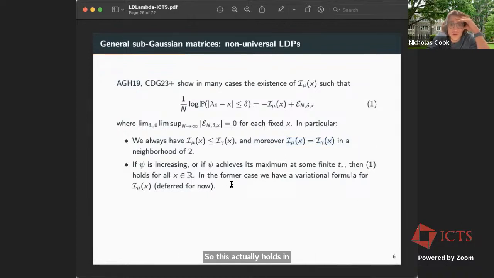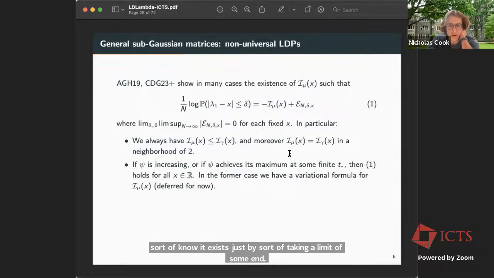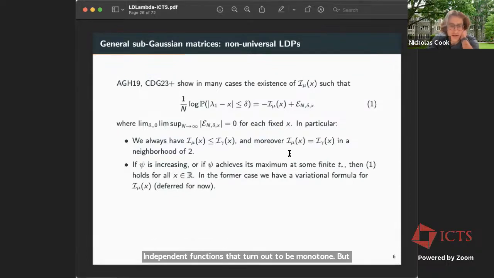We can say more explicit things if psi is increasing, such as in the sparse Gaussian case. If psi is increasing or if it achieves its maximum at some finite point t star, then we get this for all x. When it's increasing, we can get a cleaner formula. In the latter case, we just know it exists by taking a limit of some functions that turn out to be monotone. You'll see the formula for the increasing case, and I wouldn't call it a nice formula, but we don't even have that for the latter case.